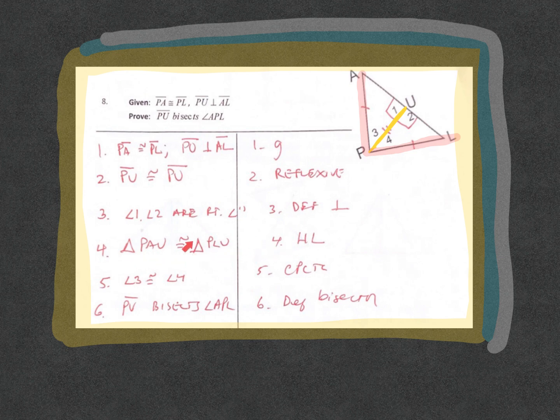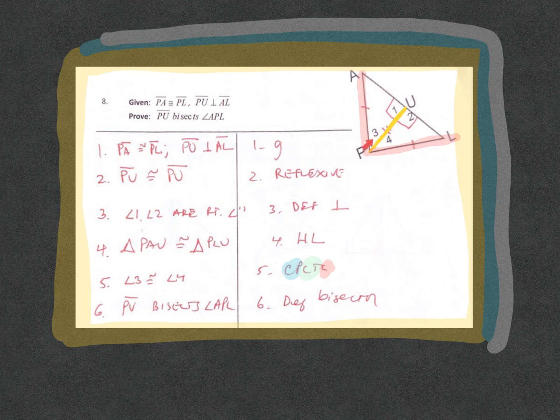How is that going to help us? Well, the corresponding parts of these congruent triangles. Remember, the corresponding parts of those congruent triangles will be congruent. And guess what? Angle 3 and angle 4 are corresponding parts. How do we know? I asked a student this afternoon, can you prove that 3 and 4 are corresponding?